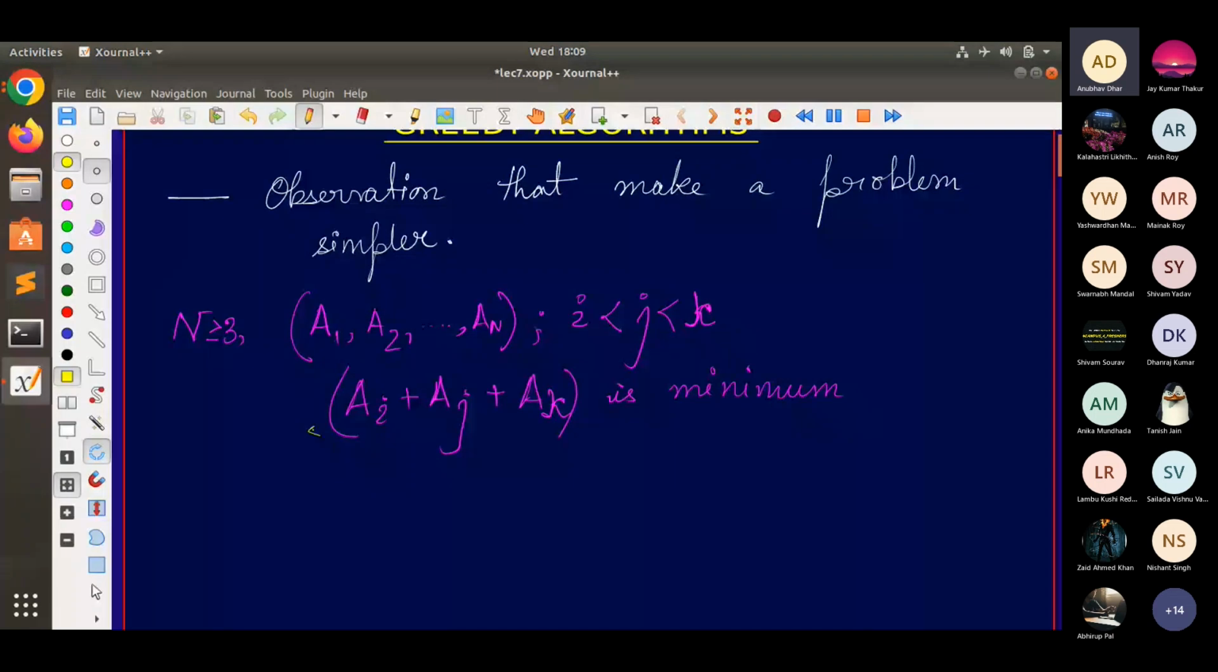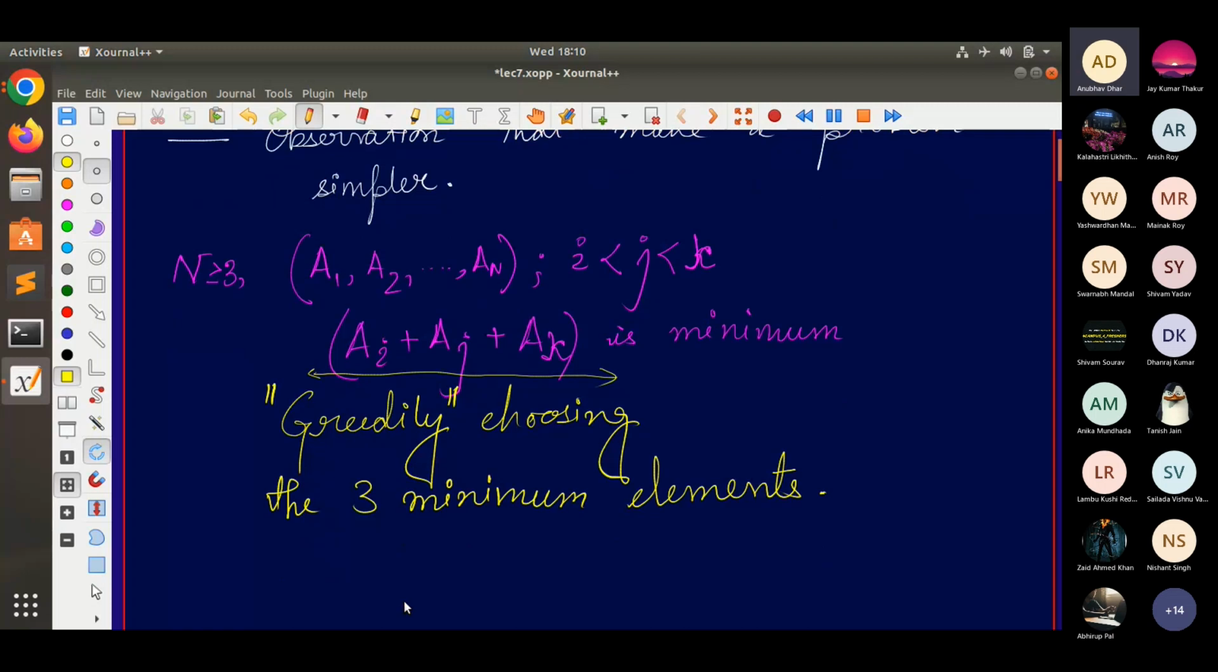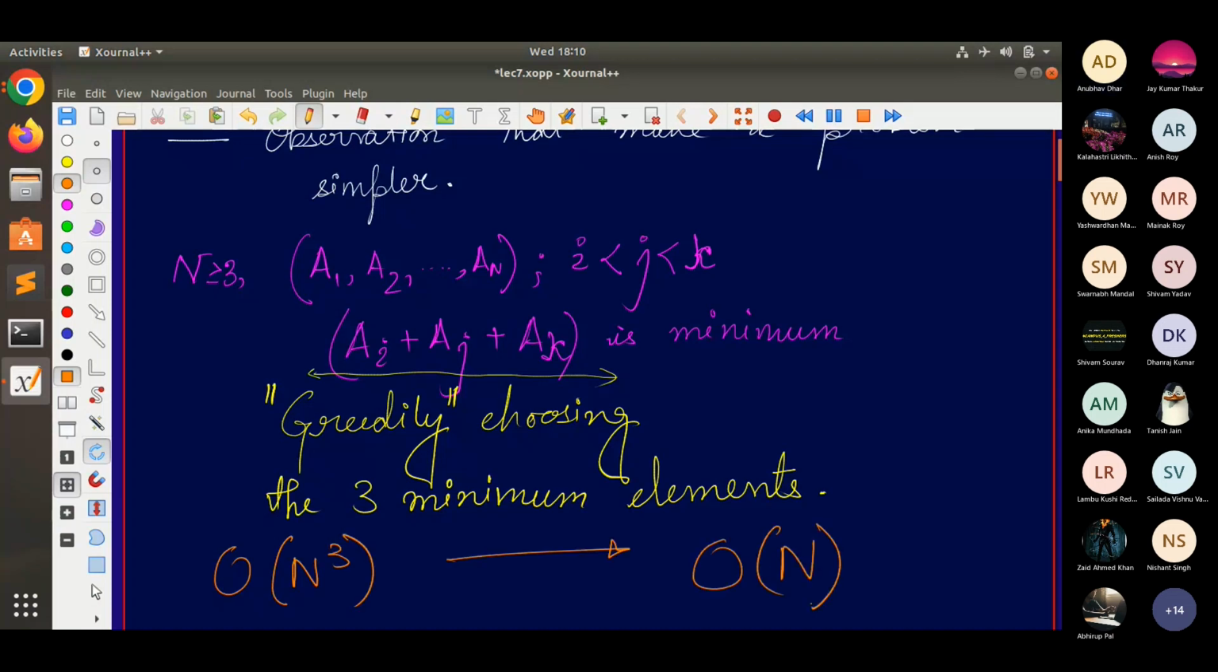So this thing I'm doing is called a greedy choice. I'm greedily choosing, and I'll put this in quotes, the three minimum elements. And this choice of the minimum elements makes the problem much simpler than what one would get when they just enumerate all subsets of three. So this not only makes our problem simple, it actually reduces the complexity from order n cubed to order n. This is a very naive example, but I just wanted to get the idea of what a greedy choice or a greedy algorithm is.